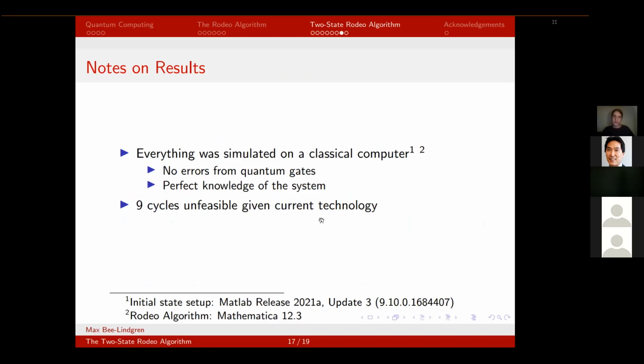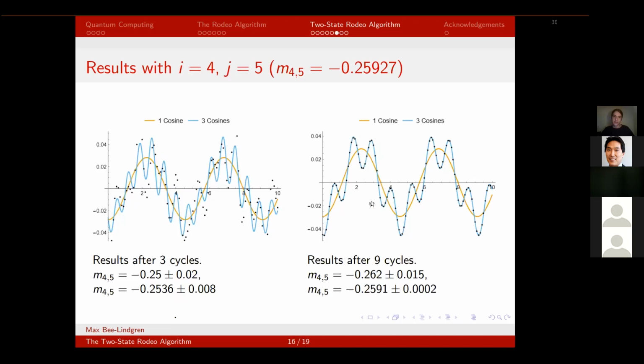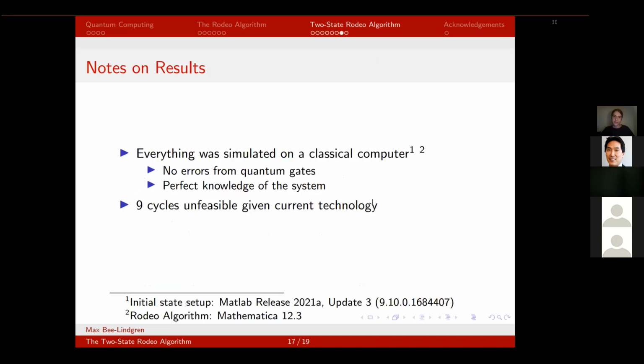And also the 9 cycles, so the really clean result on the right, is unfeasible given the current quantum computing technology. So we'd be stuck with the 3-cycle Rodeo algorithm, which, as I showed before, can still give a reasonable fit. It's just less precise than what would be optimal.